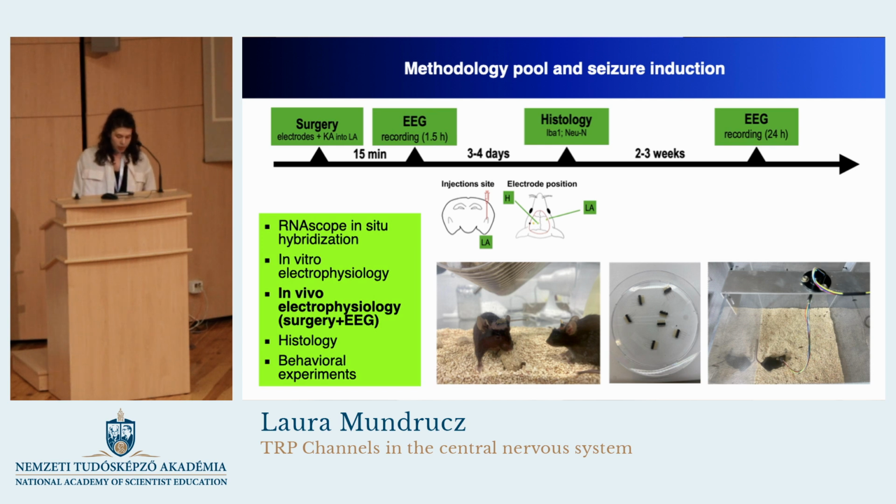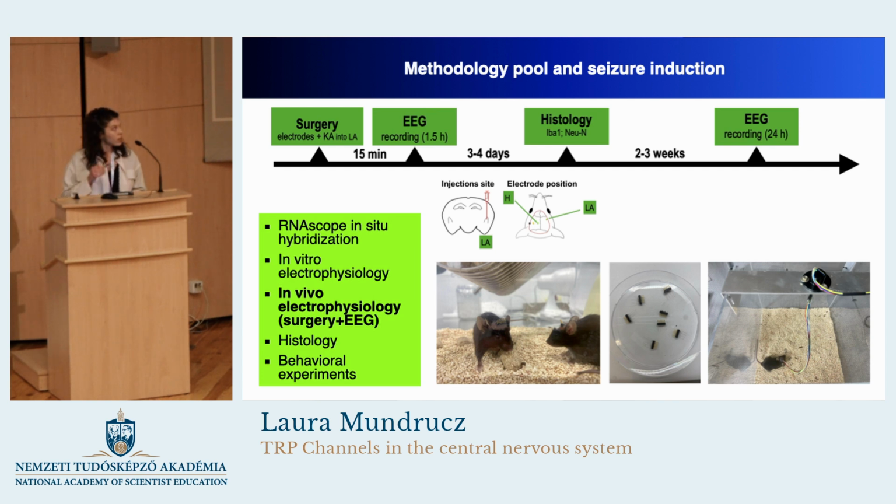So this is a scheme here. First of all, since you want to record electric activity, you need electrodes, right? So we manufacture these electrodes, as you can see in the middle picture there, 100% DIY. And then these electrodes are implanted during a stereotaxic surgery into target regions. That depends on the type of experiment that you want to do.